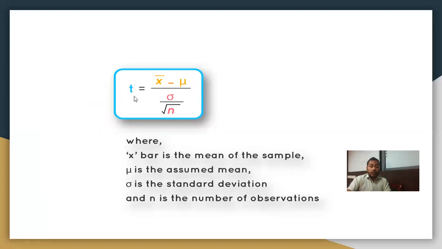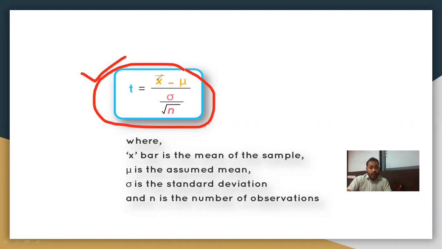So the formula that we use here is t equals x bar minus mu, where x bar is the mean of the sample, mu is the assumed mean, and this is obviously the standard deviation. This symbol you all know. Then divided by root over n. What is n? n is the number of observations. You can see that this formula is easy to remember, right? So that's why we use this test frequently. One more reason for that. So you can note down this formula, very easy: x bar minus mu divided by standard deviation divided by root over number of observations.